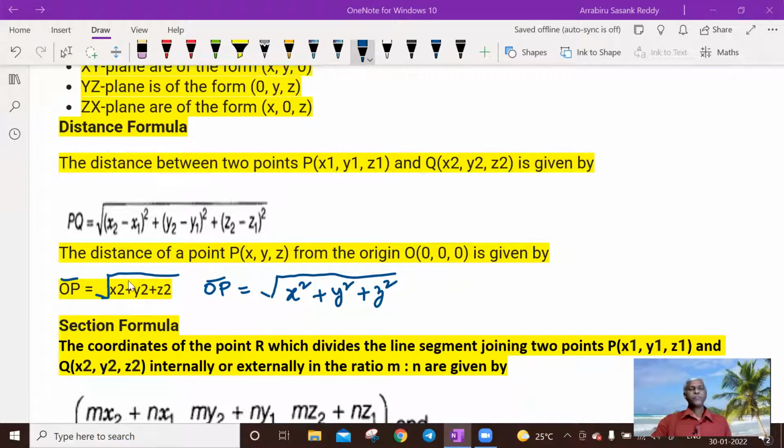So similarly, the distance between the origin and any point xyz.